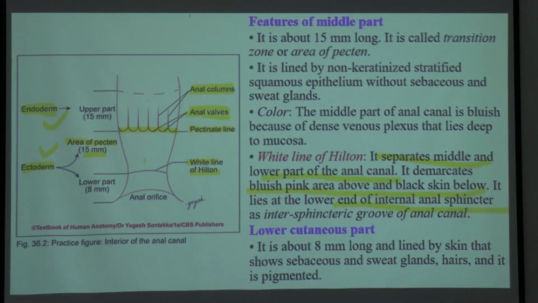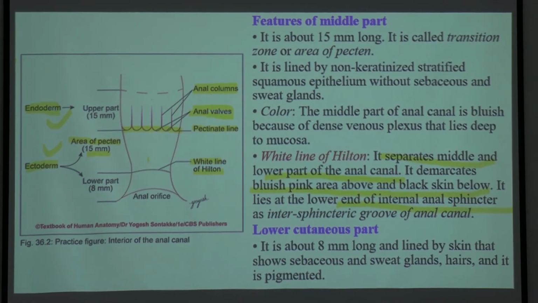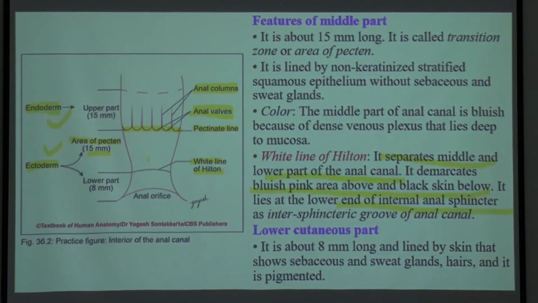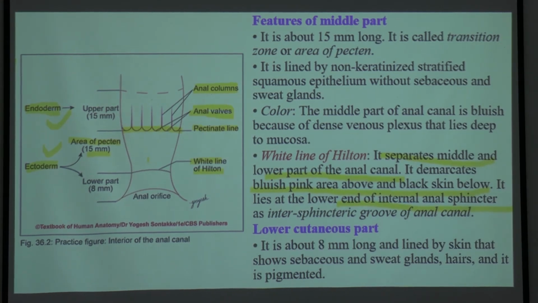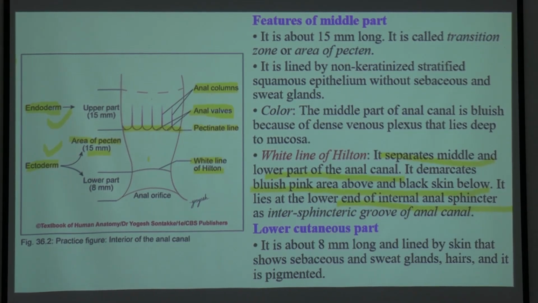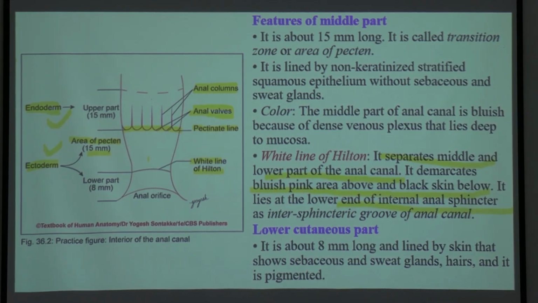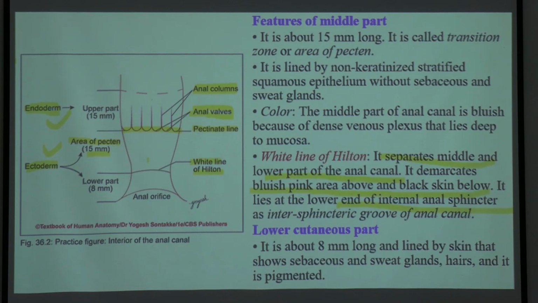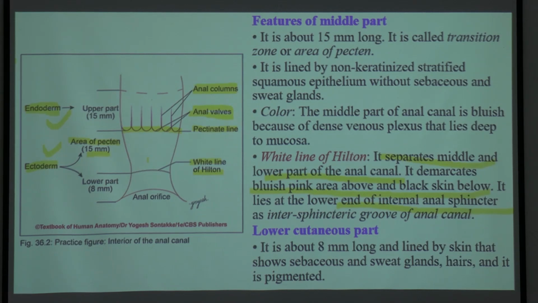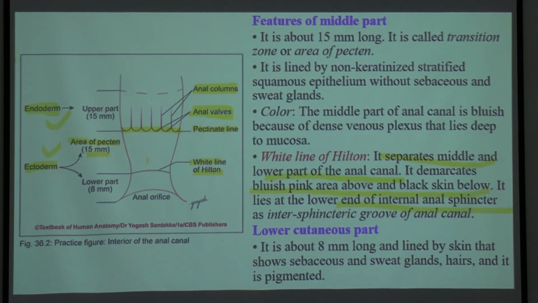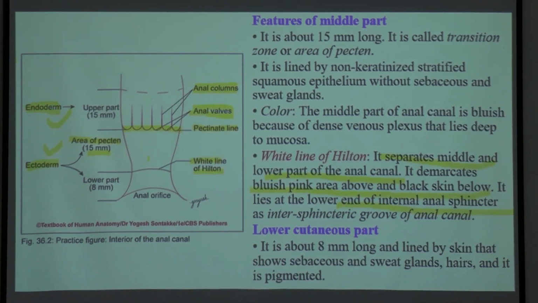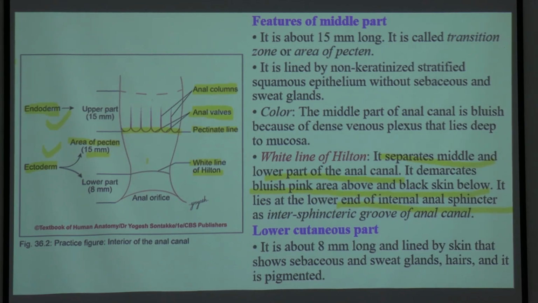So the nerve supply differs, because for the endoderm it is the autonomic nervous system, and for the ectoderm it is the somatic system. Again, the lymphatics above the pectinate line drain into the internal iliac group of lymph nodes. From the area below, it goes to the inguinal group of lymph nodes.